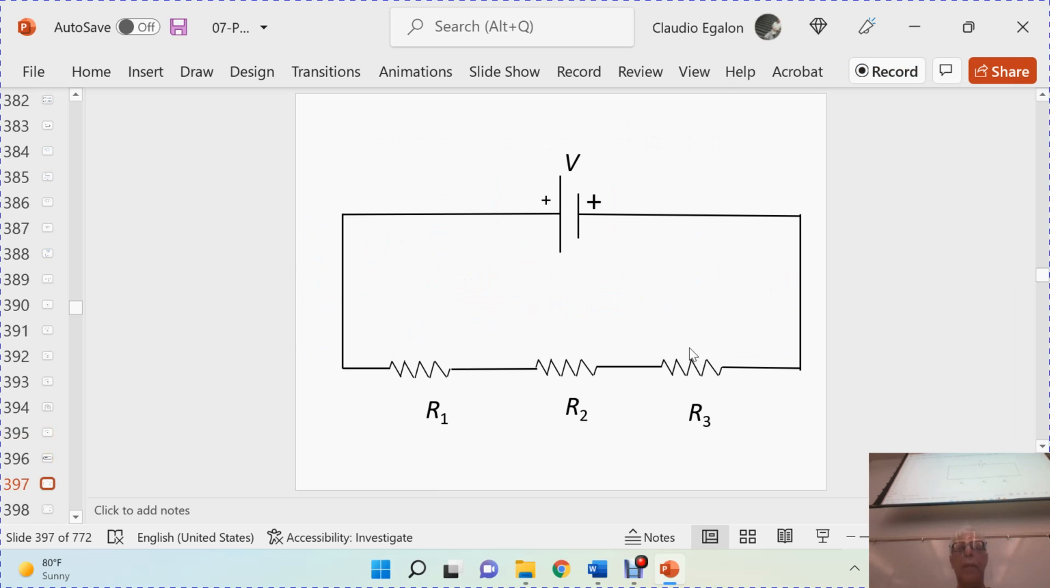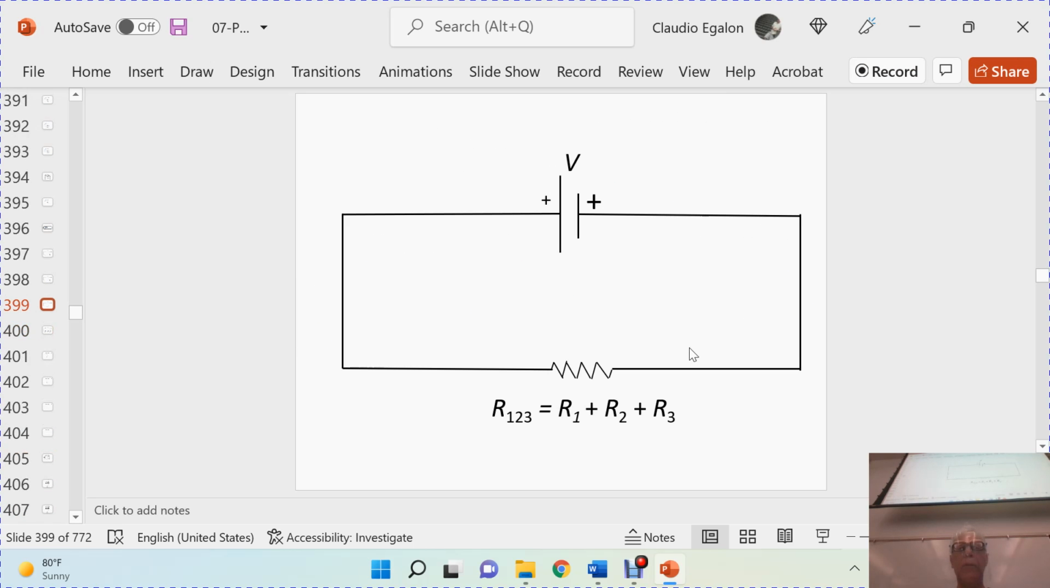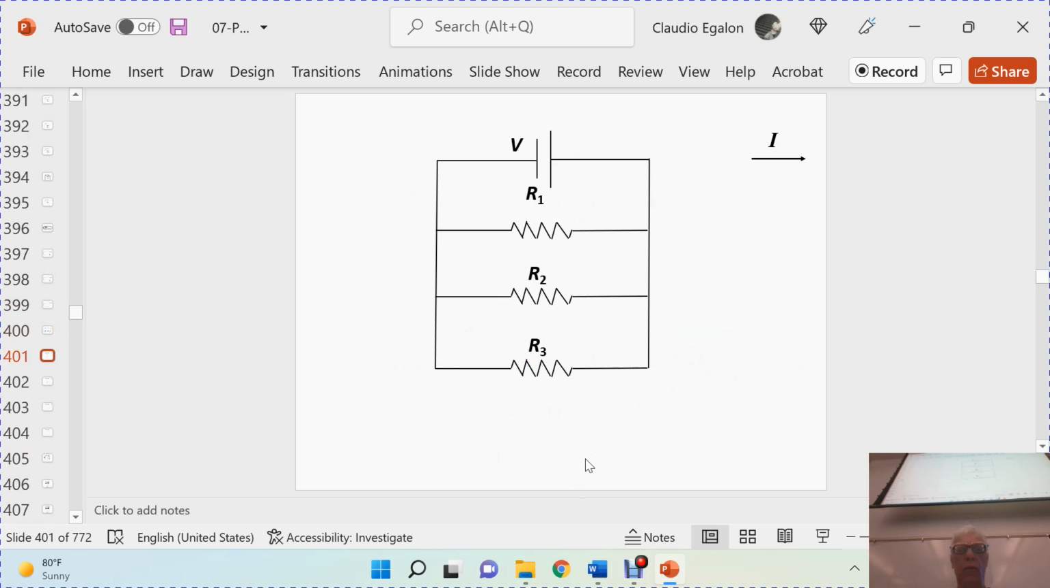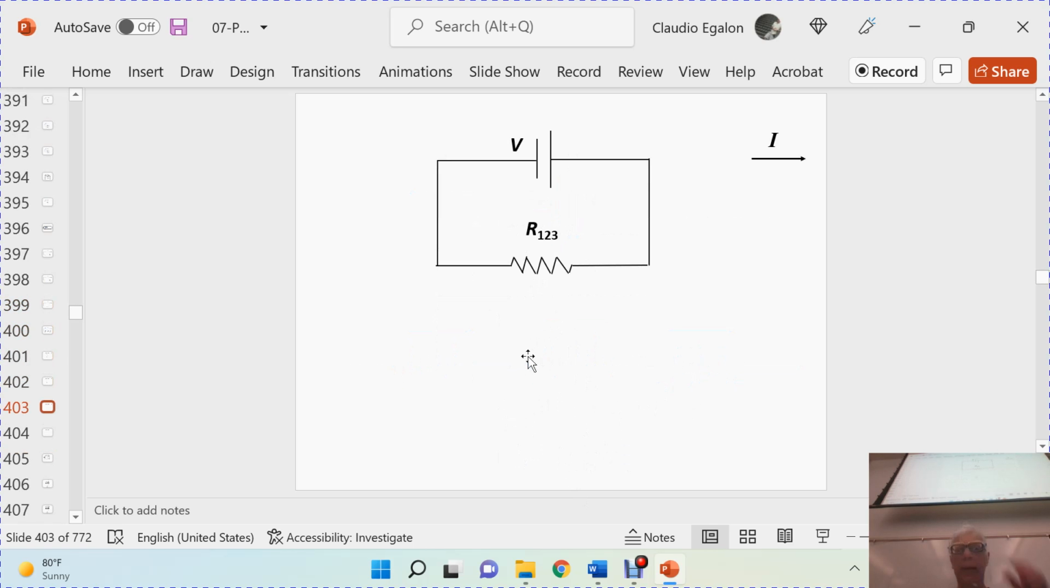Okay, and we can have three resistors in series. We combine two of them and then combine all three together. That's what we call the equivalent resistance, but I can call it whatever I want. I can call it R123, right? So here you go. We have three resistors in parallel. We can combine those two and the third one.